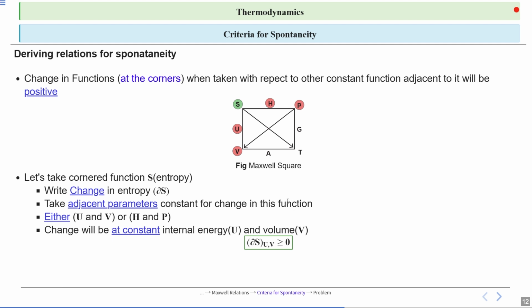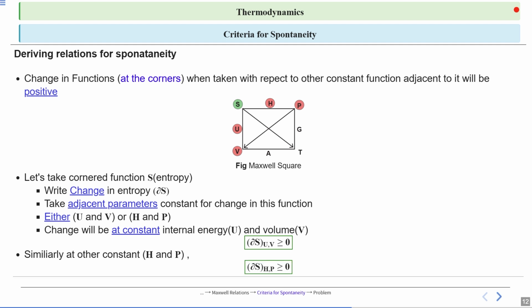Similarly, we can do it for H and P. How can we write it? If you take H and P as constant, we can write the change in entropy at constant enthalpy and pressure must be greater than or equal to 0 for a spontaneous process. Is it clear to you? If you are getting it for this part, which is entropy, you can similarly define it for pressure, temperature, and volume. So let us look at those equations that we will get upon keeping the pressure, temperature, and volume constant.